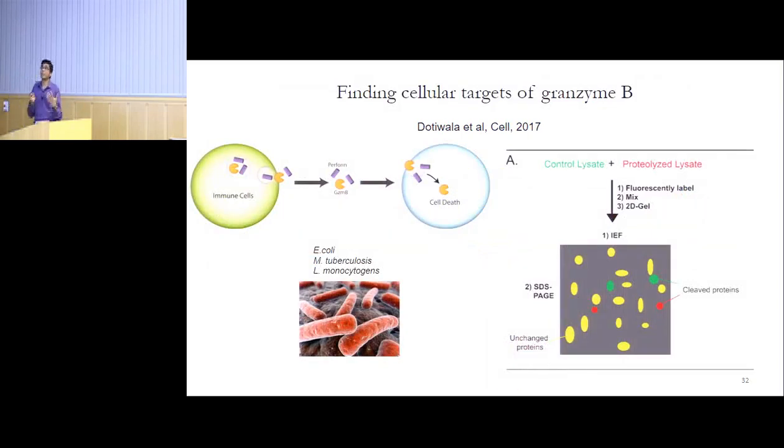So to understand the mechanism behind how this works, we did proteomics on 3 different bacteria, E. coli, tuberculosis, and listeria, and we exposed them to these granzyme proteins. And then we did 2D gel electrophoresis, where you expose it to these granzymes, and then you have a control lysate. And then by using electrophoresis, you can separate out proteins that are being cleaved by these granzymes. We then did mass spec on these spots to figure out what these proteins are.